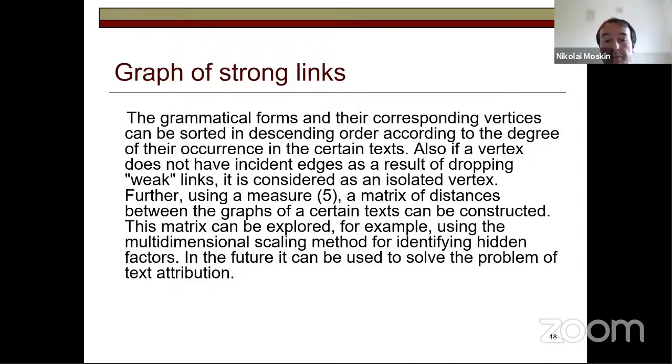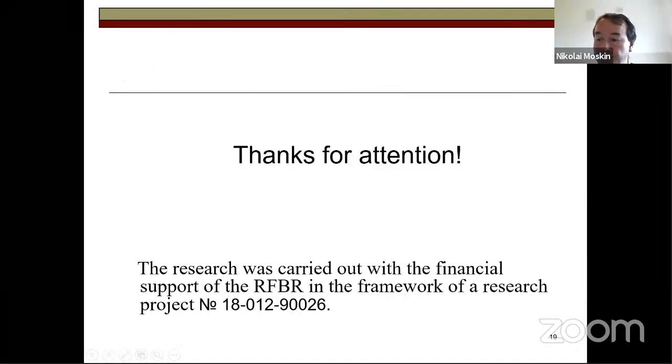Further, using the measure 5, a matrix of distances between the graphs of a certain text can be constructed. This matrix can be explored, for example, using multidimensional scaling methods, for example, for identifying hidden factors. In the future, we can use this metric to solve the problem of text attribution. Thank you for attention.